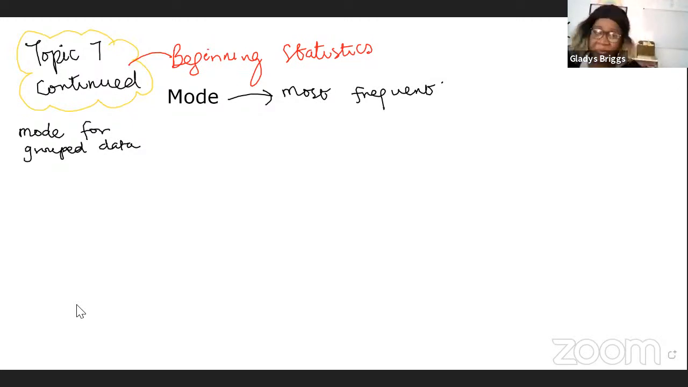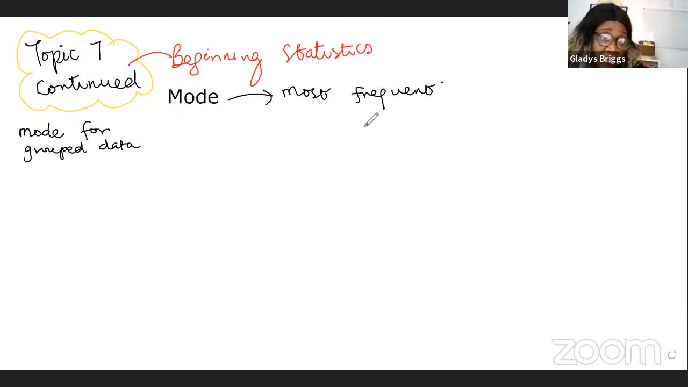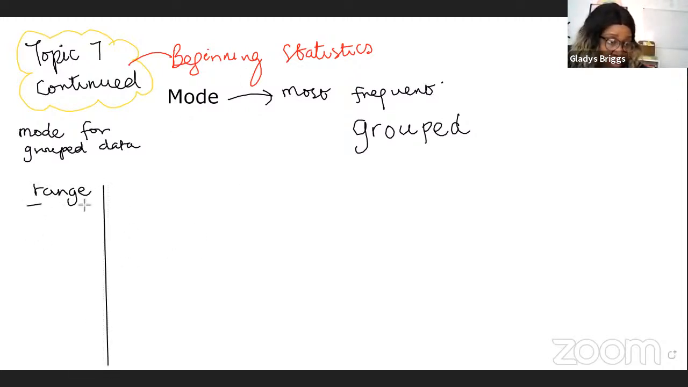Let's have a look at this example. Mode for what? Grouped data. So let's say you have this data right here: range, frequency.